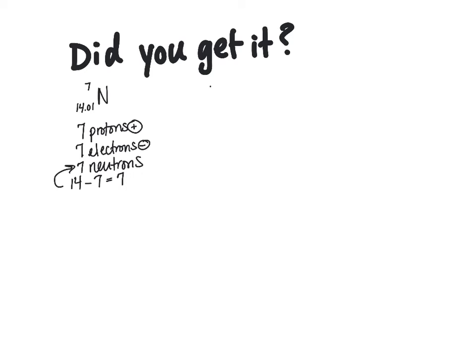Let's take a look at hydrogen. Hydrogen has an atomic number of 1 and an atomic mass number of 1.008, which we're going to round off to just 1. So hydrogen is kind of interesting because it's really pretty much just a proton and an electron. So hydrogen has 1 proton, 1 electron, and in most cases it has no neutrons.